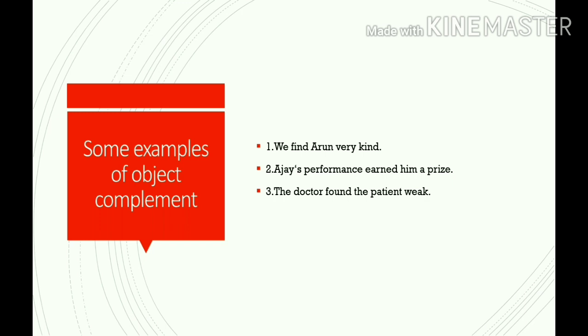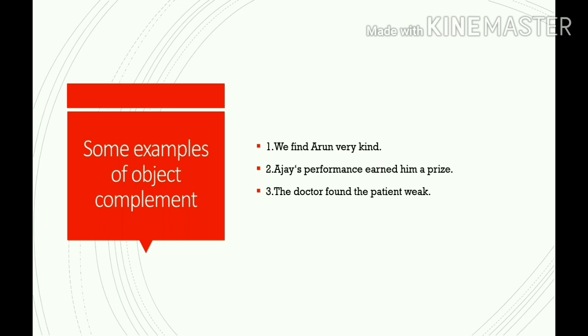Now you can also see that in sentence number 1, the complement is an adjective. In the second sentence, the complement a prize is a noun. In the third sentence, the complement weak is again an adjective. I hope you understood this with the help of these examples.